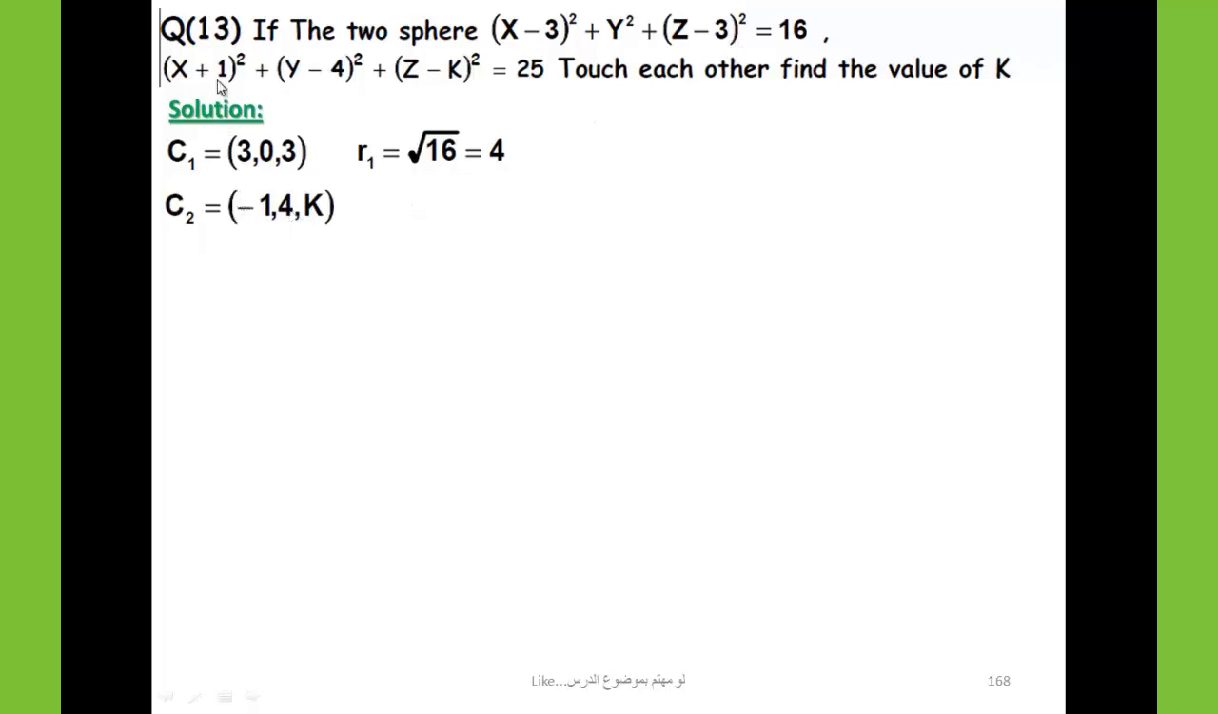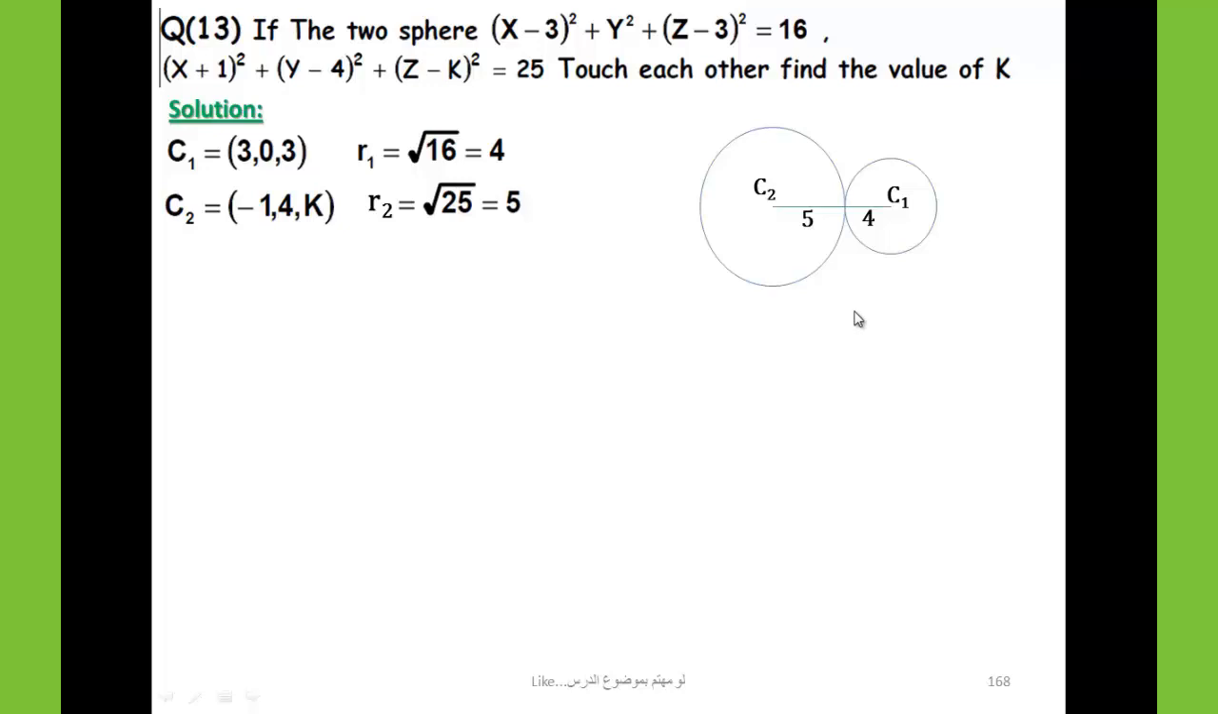C2 equals (negative 1, 4, k). Also, R2 equals the square root of 25, which equals 5. So we draw the two spheres with centers C1 and C2, and the radius of the first one is 4, and the length of the radius of the second is 5. Now we have two spheres touching each other. So what is the length of the line of centers C1C2?